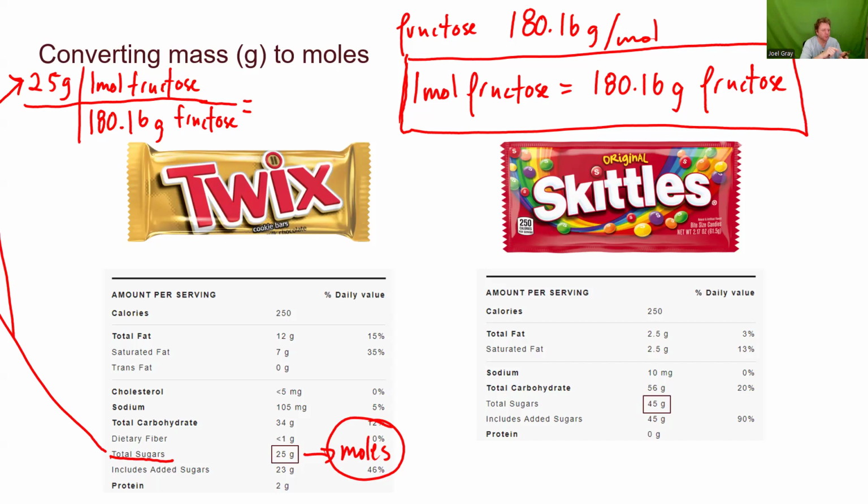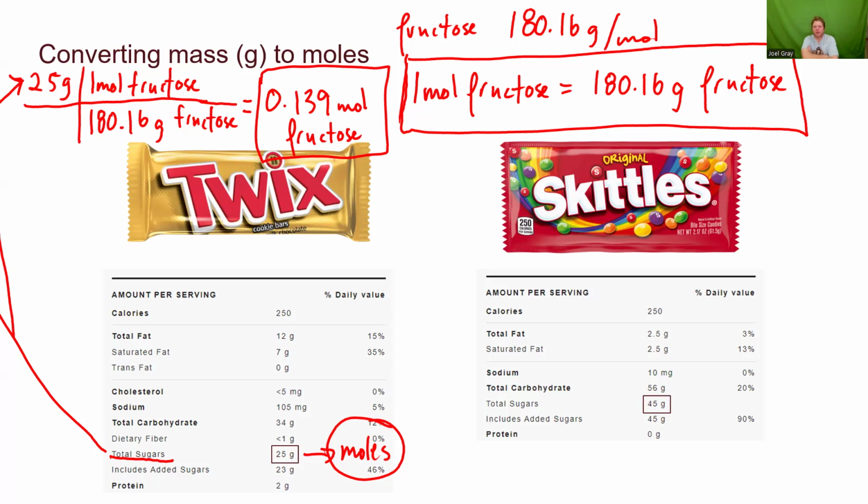Now, what I'm going to do is I'm going to say 25 divided by 180.16. And for that, I'm going to get 0.139. I rounded it, 0.139 moles fructose. Okay. So there's my moles of fructose in a Twix bar.